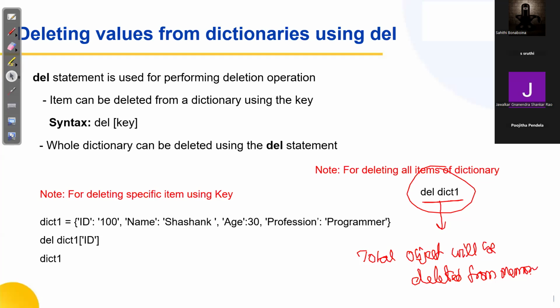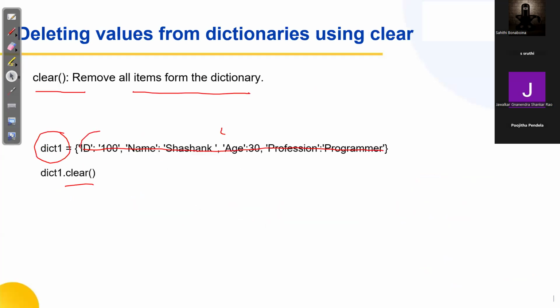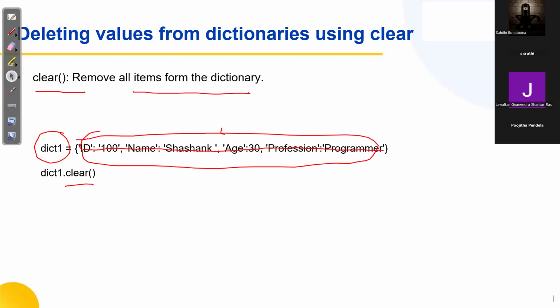Is it okay for all of you? Any questions? Now, the pop function will delete only one key at a time. But the clear function will delete all the items of the dictionary, but the object will remain in the memory. Okay? I hope it is clear for all of you.